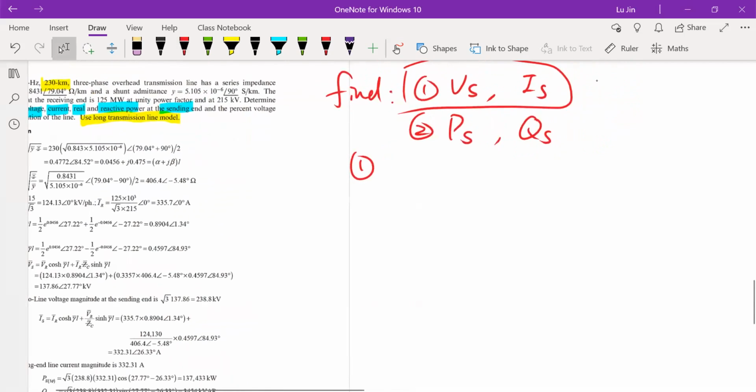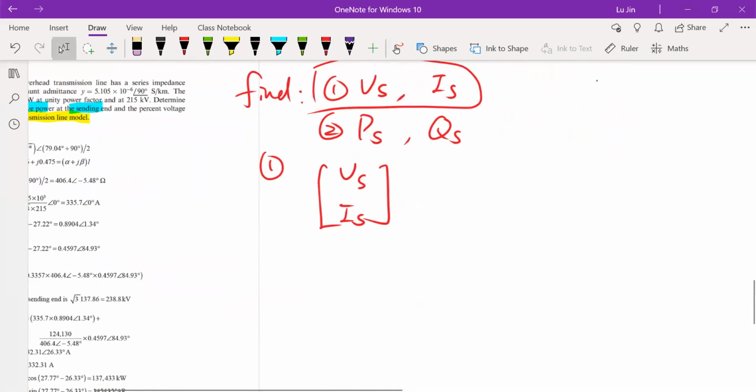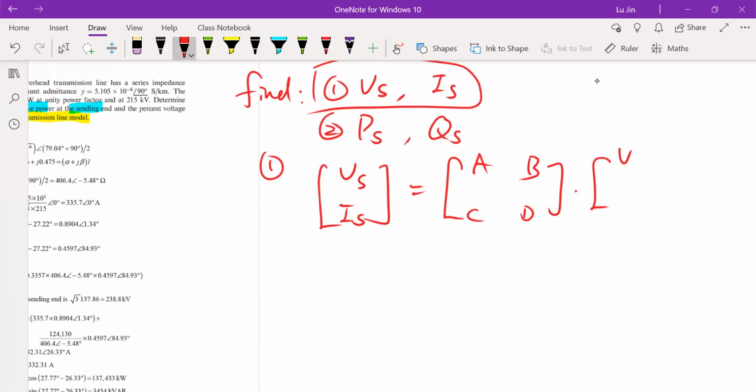I think you should have known that. The ABCD model, of course, because we spent 2 weeks learning this ABCD model. Vs is equal to the ABCD matrix multiplied by VR and IR. These 4 parameters, ABCD, are to be determined. VR and IR are just the receiving side voltage and current. This is the idea. But regarding this long transmission cable, how do we determine the A, B, C, D parameters?